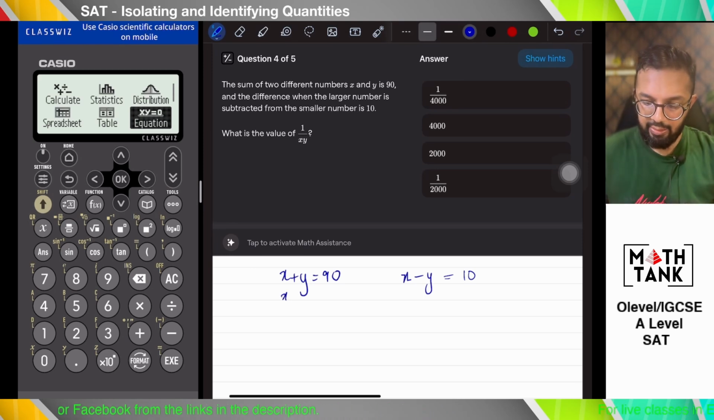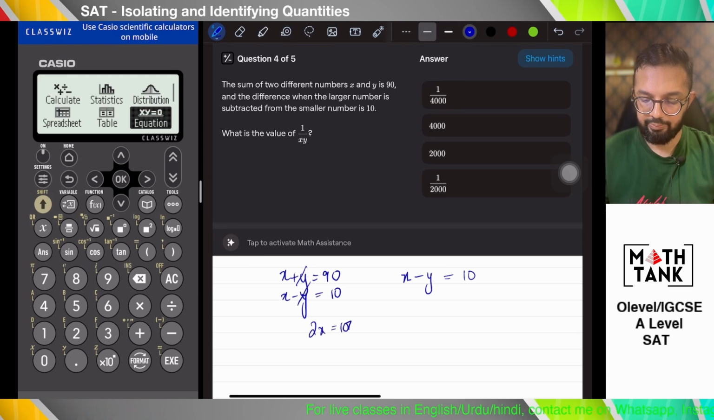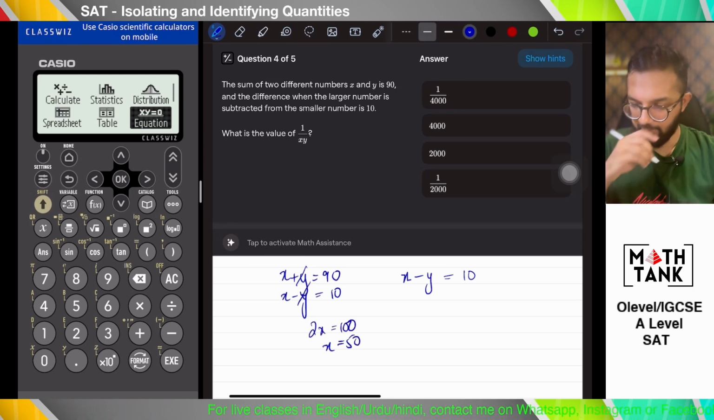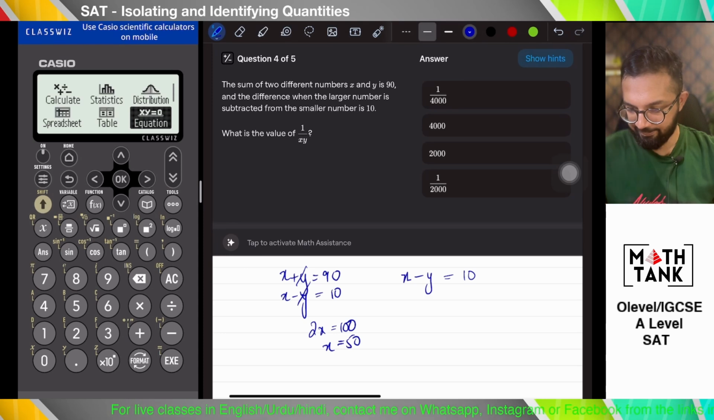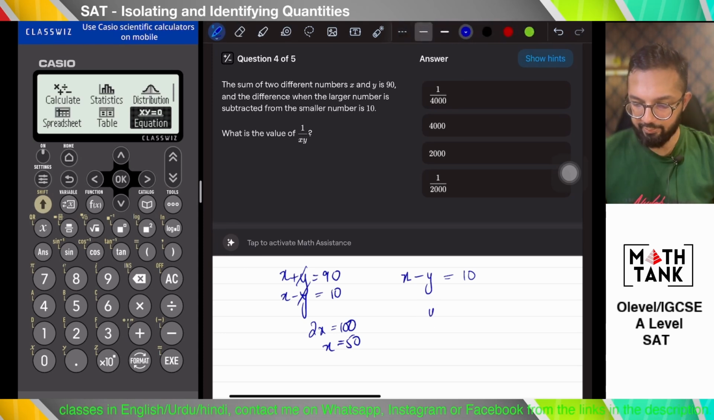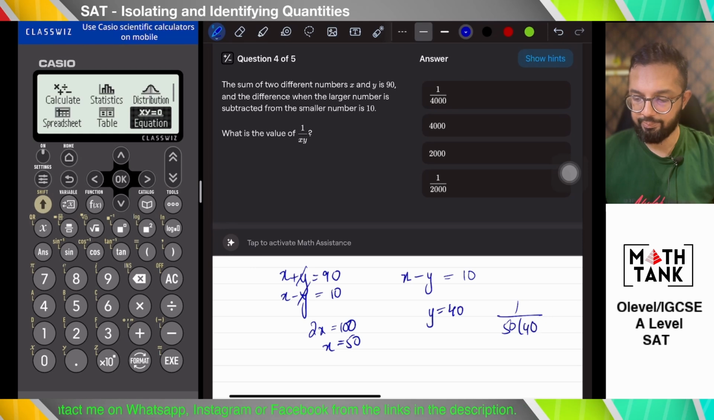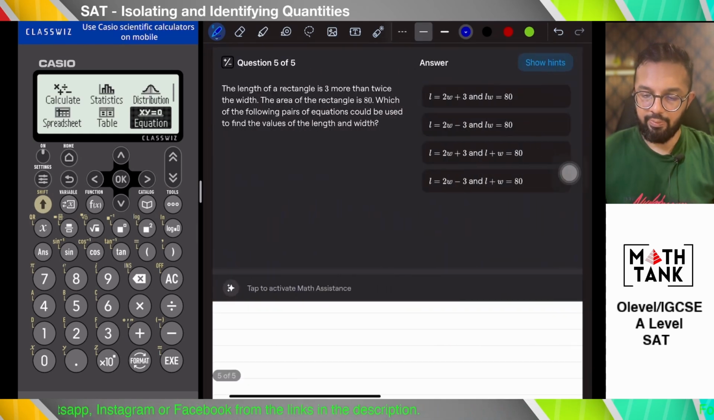Solve this simultaneously. And y equals 40. So 1 over 15 to 40. 1 over 2000.